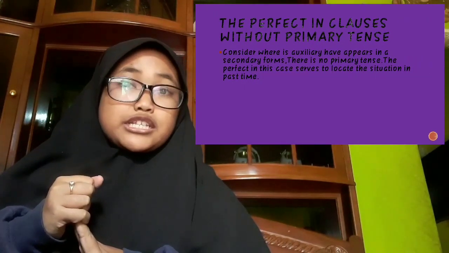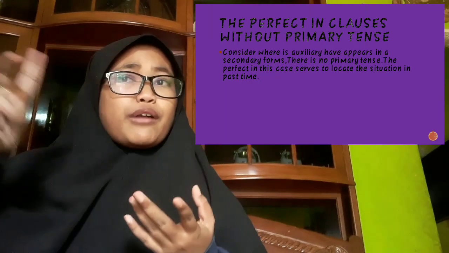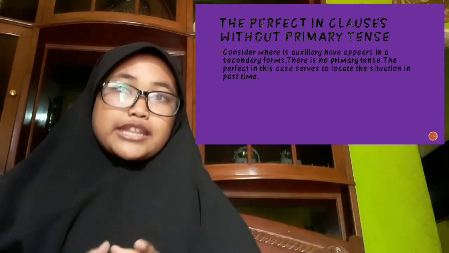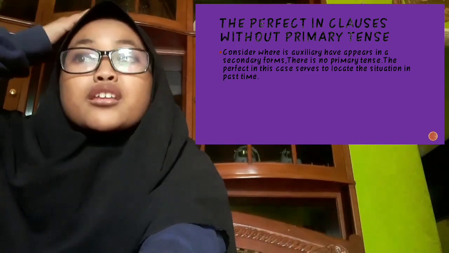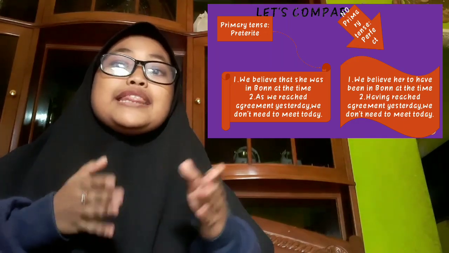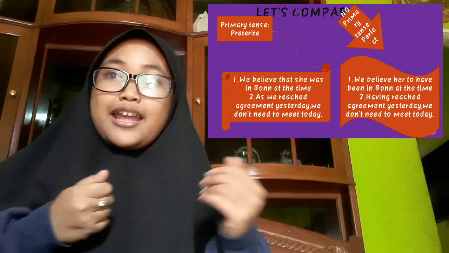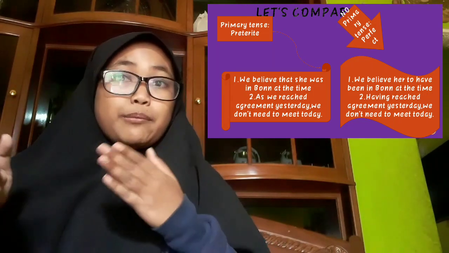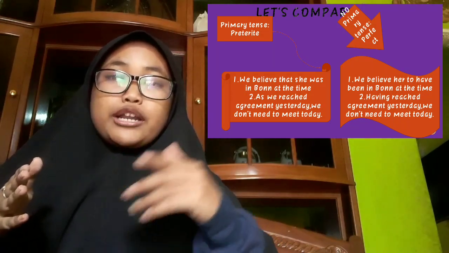And then the perfect in clauses without primary tense. Consider where the auxiliary have appears in a secondary form. There is no primary tense. The perfect in this case serves to locate the situation in past time. Let's compare. This is the primary tense, which is preterite: "We believe that she was born at the time." And no primary tense, which is perfect: "We believe her to have been born at that time."